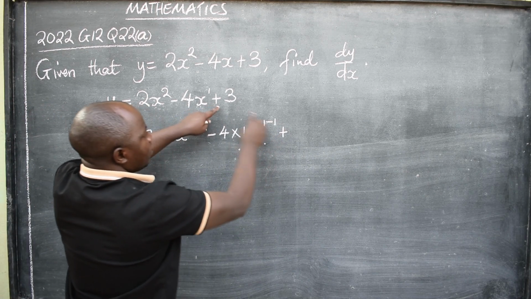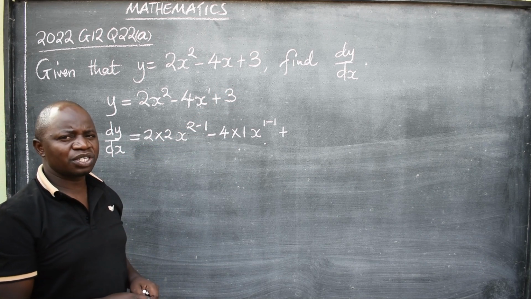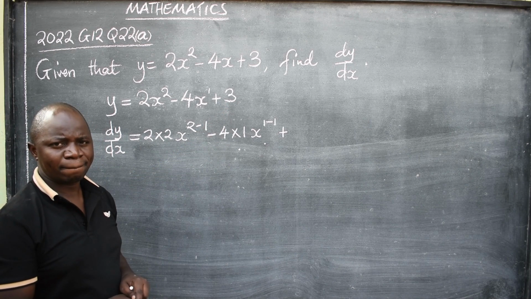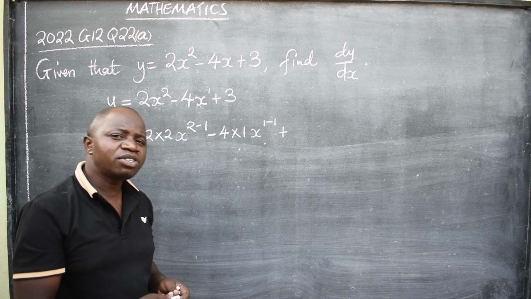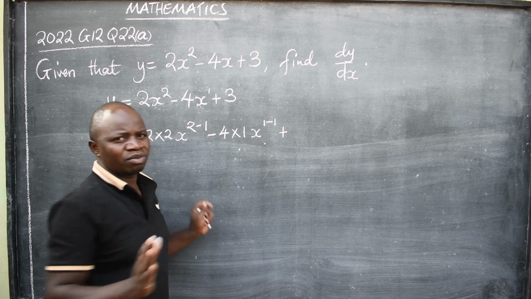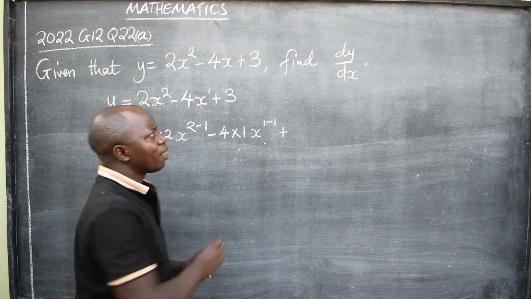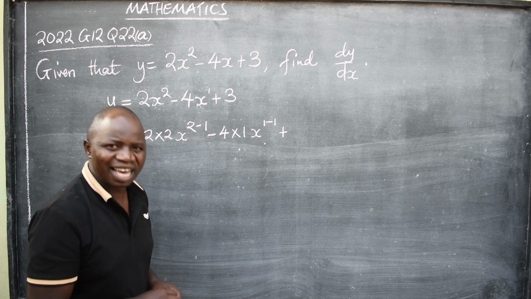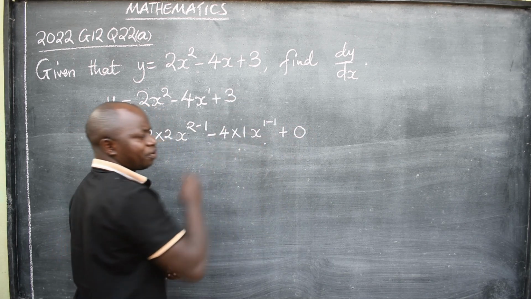Plus, we differentiate the last term. Now look at the last term. It has got no x. There's no x here. So if there is no x, it means you are differentiating a constant, a number without x. If you are differentiating a number without a variable, the answer is always 0. So when you differentiate 3, you get 0.